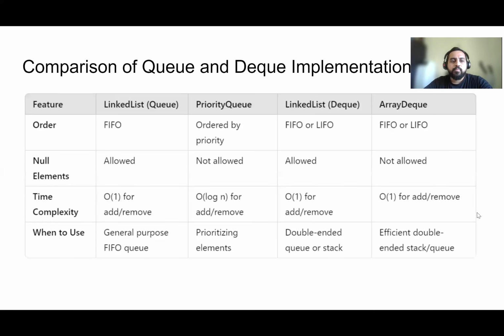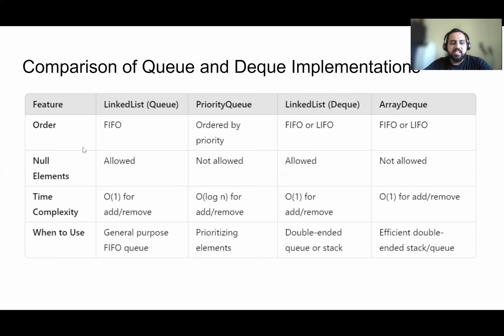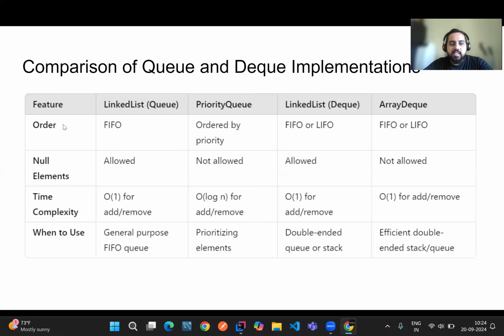Let's see the comparisons of Q and DQ implementations. Order, insertion order, I'm talking about here. Linked list is FIFO, first in first out. For priority queue, it's based on priority. By default it's natural order. If any custom comparator is passed, it will take that order.